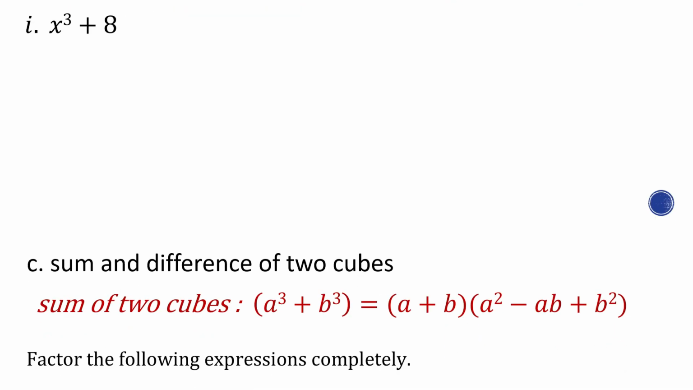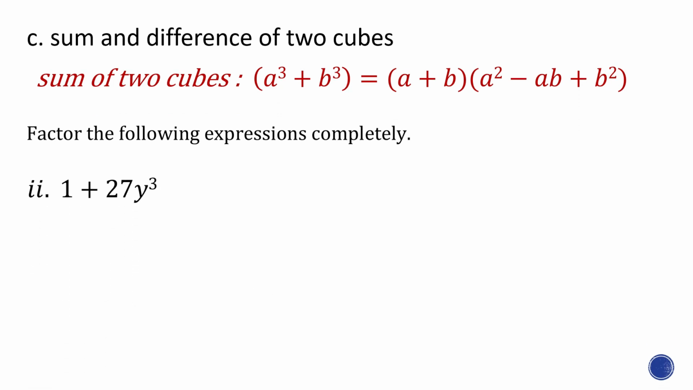All right, let's go to the next example. Okay, so we have 1 plus 27y cubed. So, okay, let me just rewrite again the formula for you. It's right here on top.